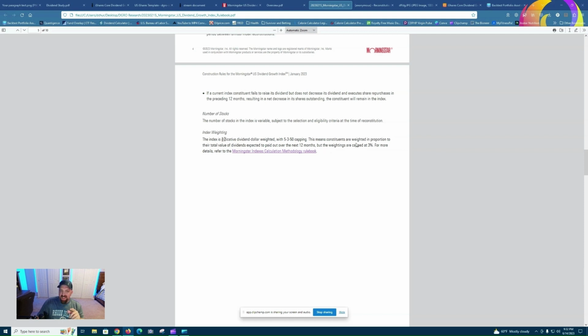And then the last part of this fund we'll talk about, the weighting. I should say the index is dividend dollar weighted, which is interesting. So they're weighting in proportion to their total value of the dividends expected to be paid out in the next 12 months. So again, we're forward looking. They cap individual companies at 3%. So this is not a market cap weighted index. It's basically like equal weighted, almost, you could say. But in the dividend growth world, you're looking for low volatility, like stability. So I don't have any feelings, good or bad, about that.